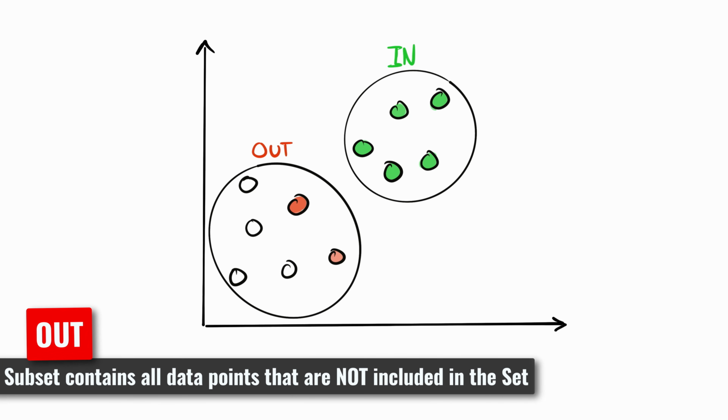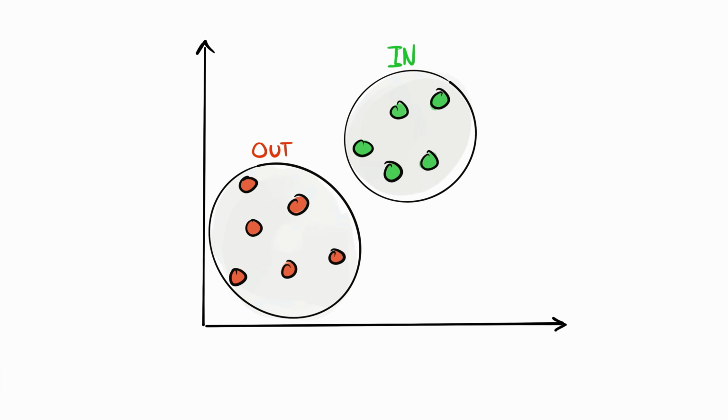And the other group is the out group. This group contains all the data points that are not included in the subset of the data. So that means the data points in this group are not the members of the set. So the sets in Tableau divide our data into 2 groups, the in and out groups.